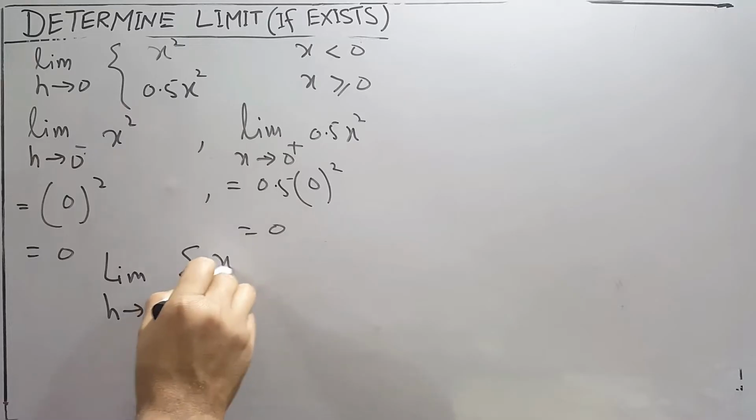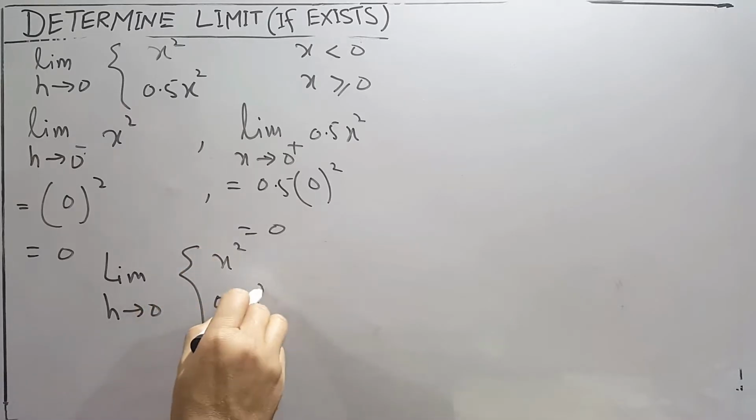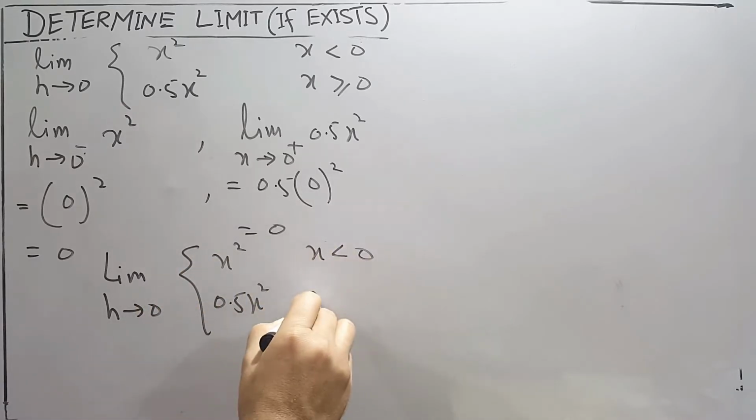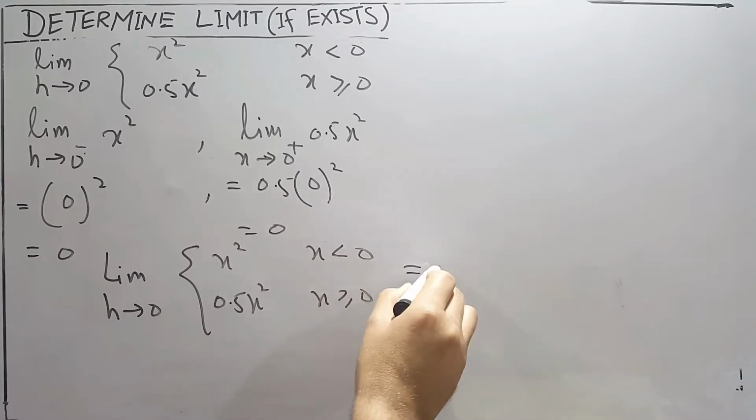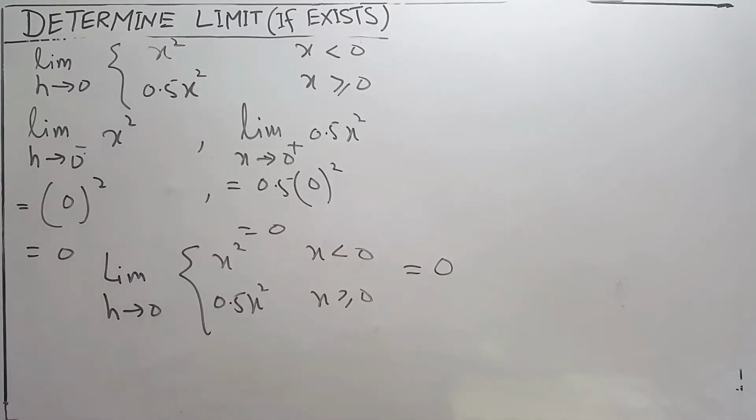Then for 0.5 x squared, for x less than 0 and greater than 0, the limit is 0.